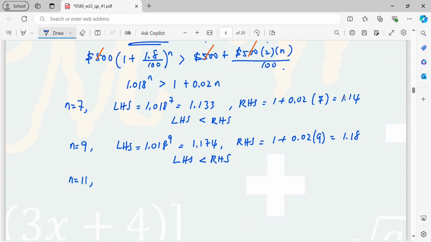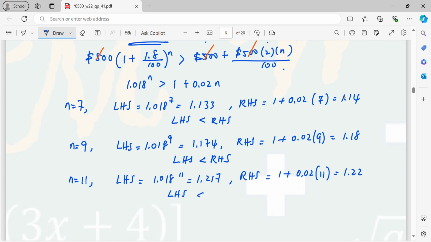So when n equals 11, your left hand side equals 1.018 power 11, and you are getting 1.217. Whereas right hand side is just 1 plus 0.02 times 11, and this is 1.22. And again, left hand side is less than right hand side.